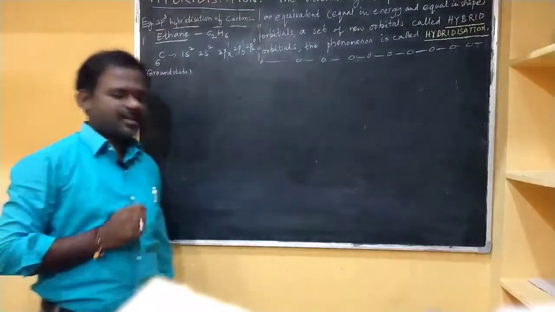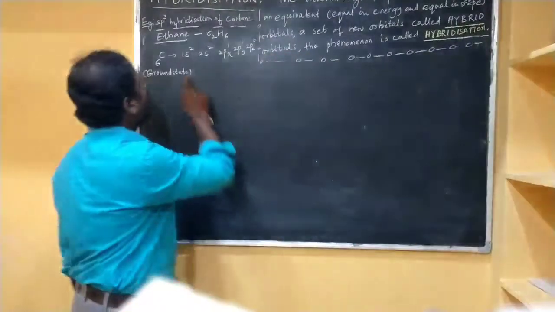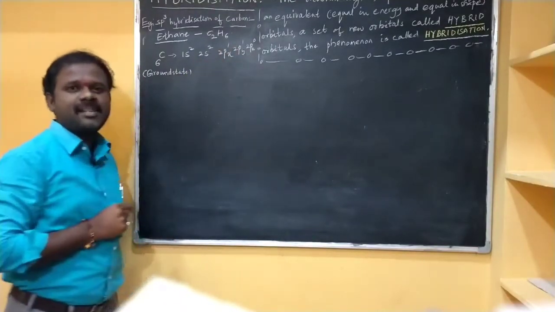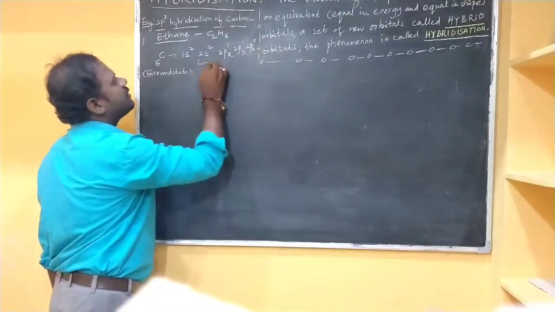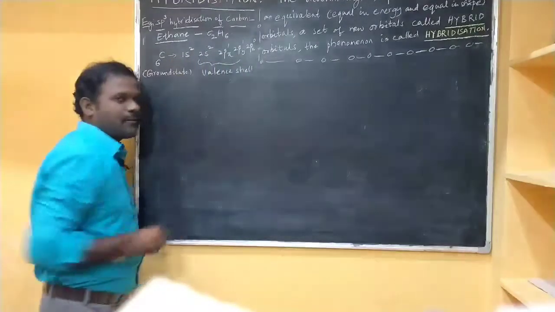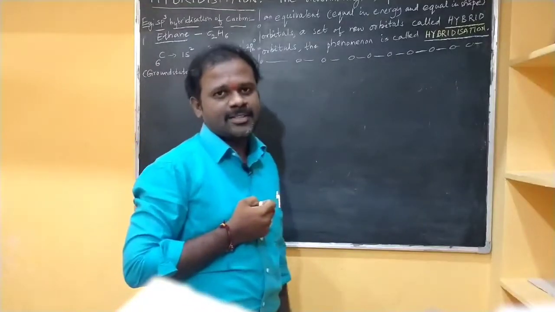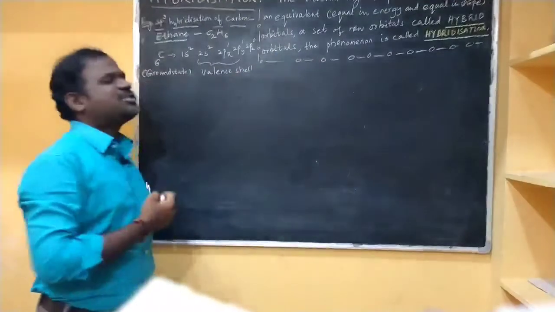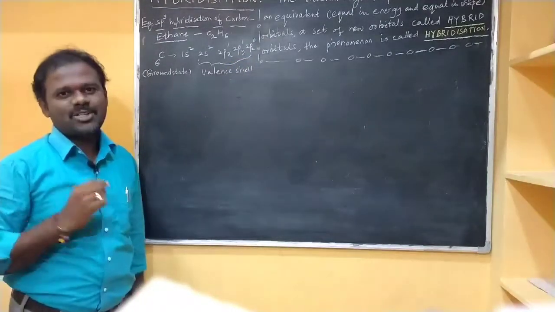So the ground state electronic configuration of carbon is 1s2, 2s2, 2px1, 2py1 and 2pz0. Here, this is the valence shell. What is meant by valence shell? The shell which is present outermost to the nucleus is called the valence shell.